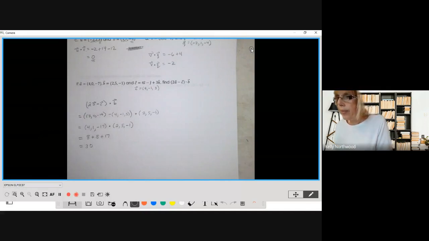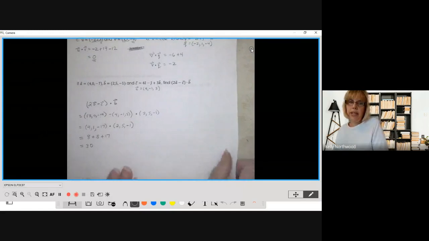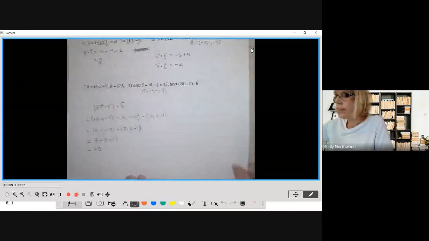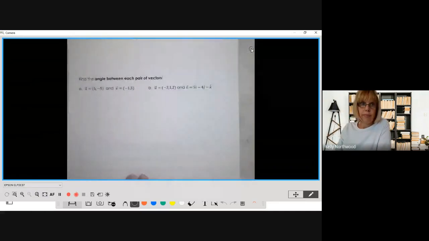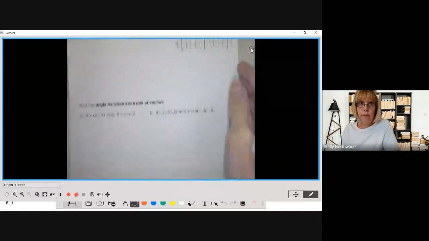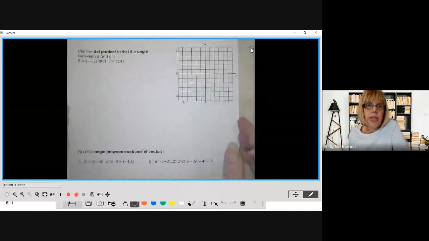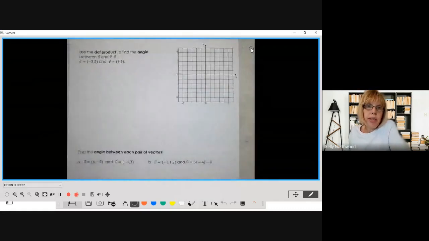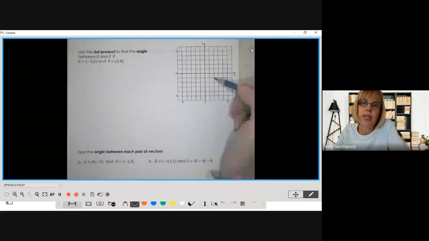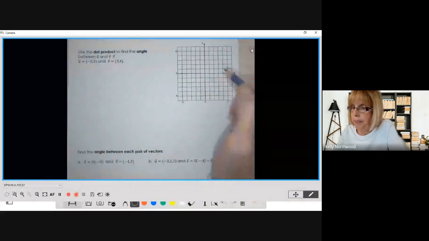Okay, good. All right, now we're going to learn one of the most useful applications of the dot product, which is finding the angle between algebraic vectors. So this is also very cool. Use the dot product to find the angle between vectors u and v, given them. And then after that, we'll go over and graph them, and we'll use SOHCAHTOA to figure out the angle, and we'll compare and make sure that they're the same.